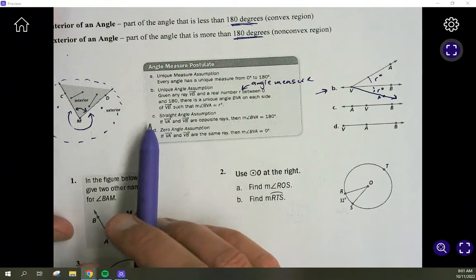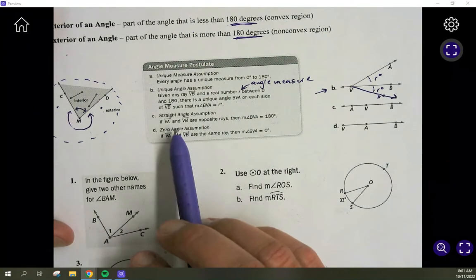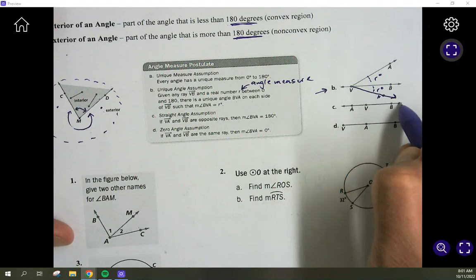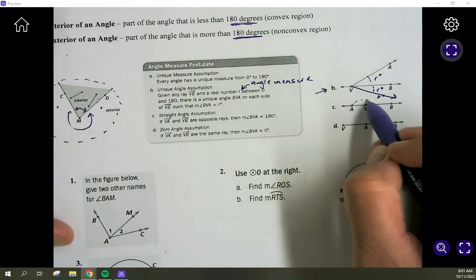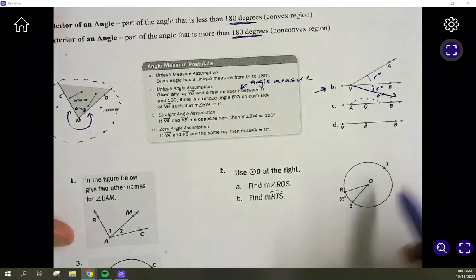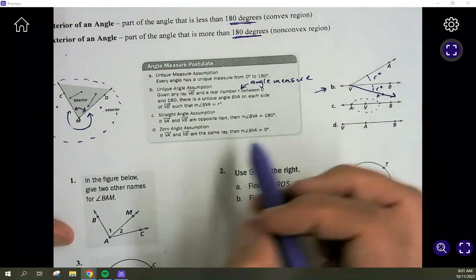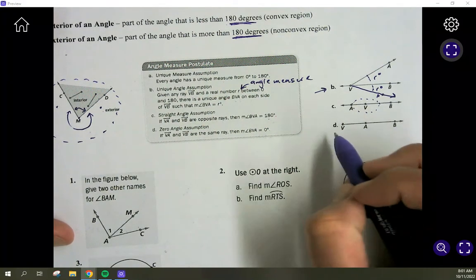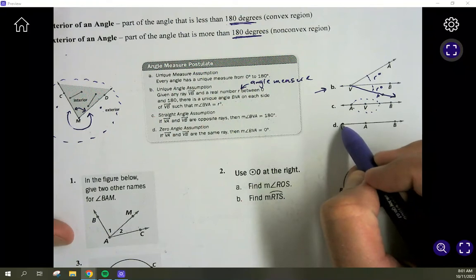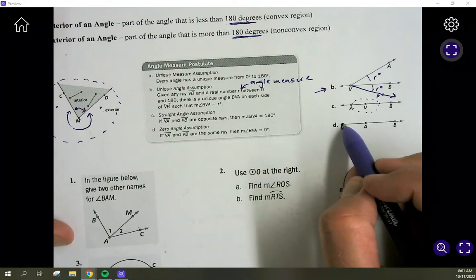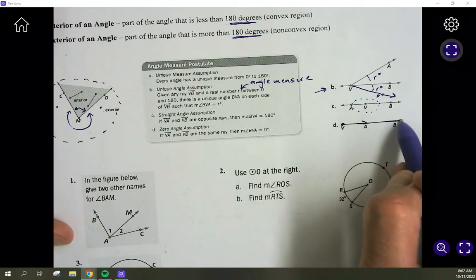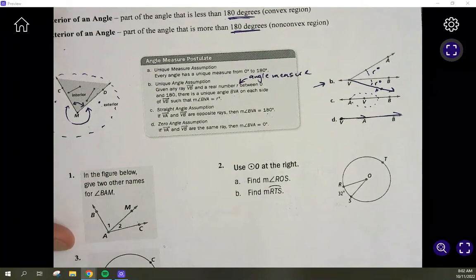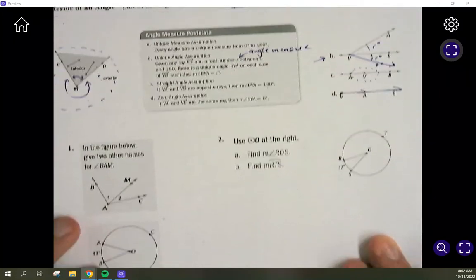That's what that's meaning. Letter C, the straight angle assumption. If VA and VB are opposite rays, so starting at V going this way, starting at V going this way, their measure right there is 180 degrees, half a circle. But the zero angle assumption, like we talked about, you've got V to A and V to B. This is the vertex. And both rays are going this way, so it's closed, and that would be 0 degrees. All right, and we'll refer back to that later in this chapter.